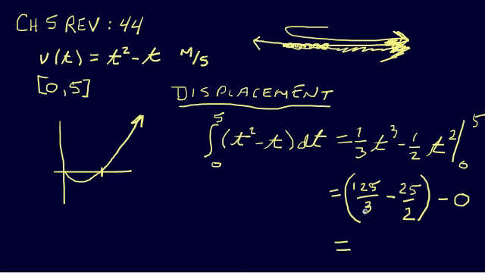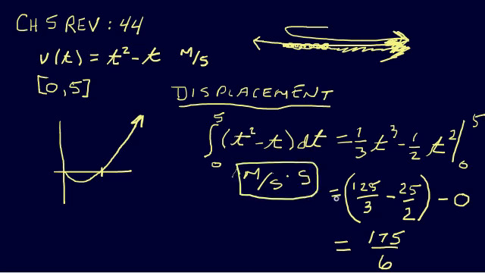Combining the two fractions, we have a common denominator of 6. And our numerator will be 250 minus 75, which is 175, divided by 6. The units of this: because our dt is time in units of seconds, and our velocity is in units of meters per second, we have meters per second times seconds, and so our unit of measure is meters.